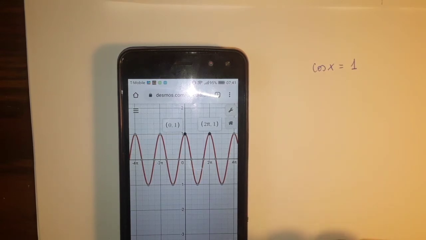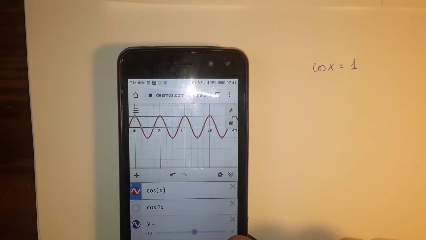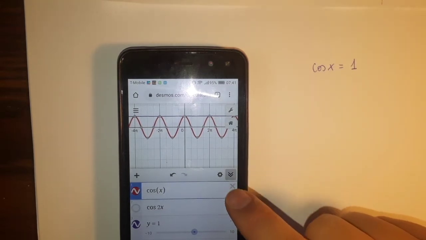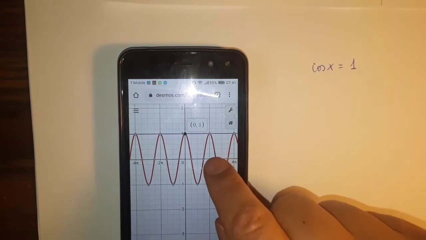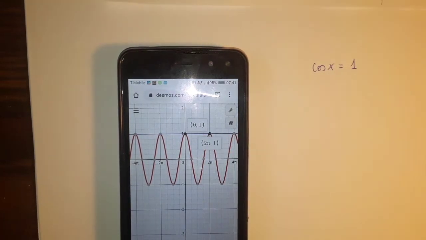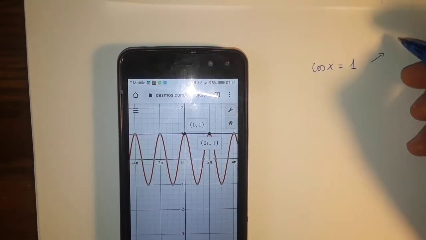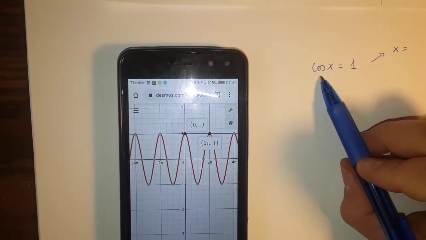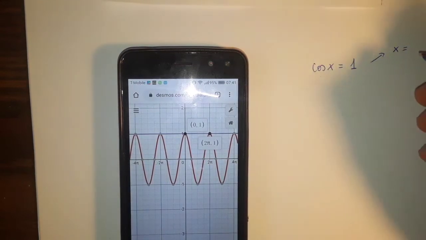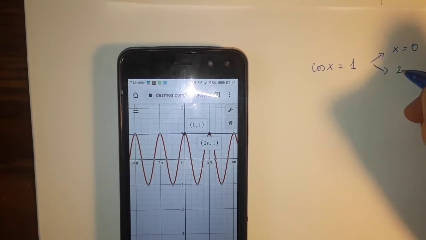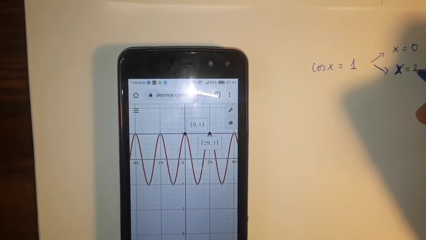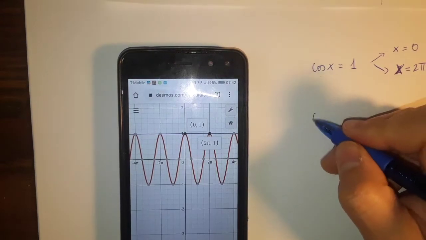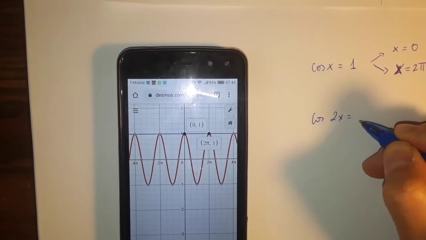So actually it would be nicer if we activate the line y equals 1, so you can see that here is where they're intersecting, at 0 and at 2 pi, right? So we have two solutions for this one. So it would be, for which angles is cosine 1? For 0 and for 2 pi, for x equals 2 pi. That's easy, right? But what if I ask you cosine of 2x equals 1?